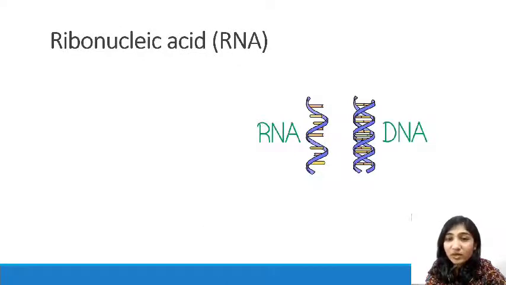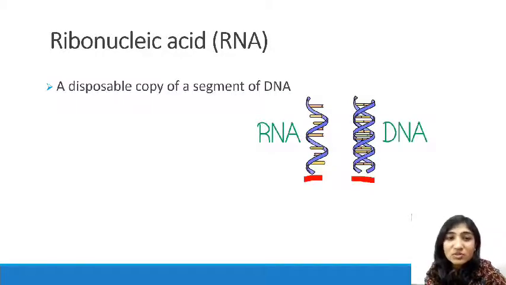So what is RNA now? We have studied in the 9th standard that DNA is double-stranded and RNA is single-stranded. But RNA is nothing but a disposable copy of a segment of DNA. So it is coming from DNA itself. It is just a copy of DNA which is disposable. We will see how it is disposable.